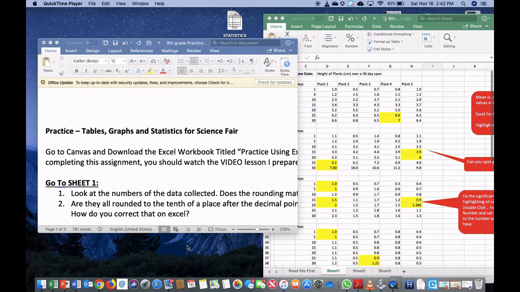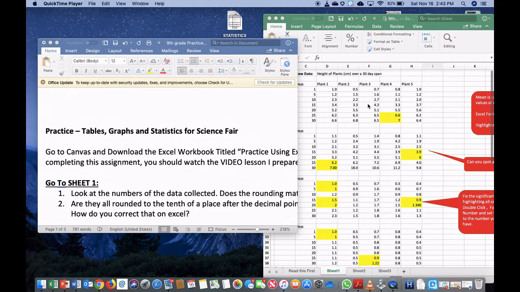So the first thing you have to do is go to Canvas and download the Excel workbook, and this Excel workbook is called 9th Grade Practice Using Excel. And you also have to download the Word document, and the Word document is also in Excel, and it's called Practice Tables, Graphs, and Statistics for Science Fair.